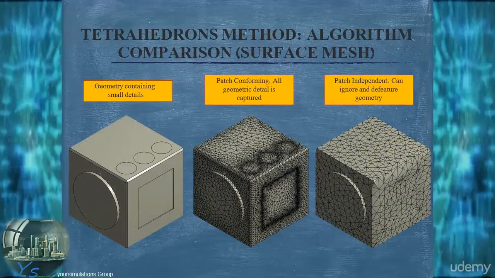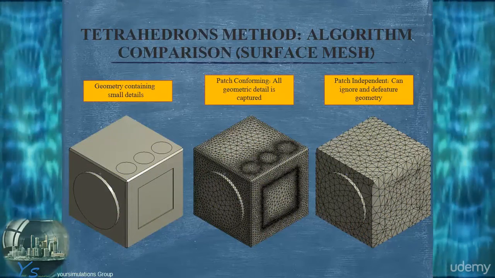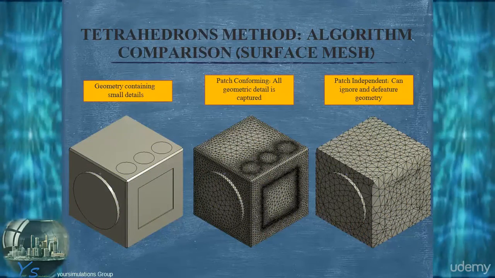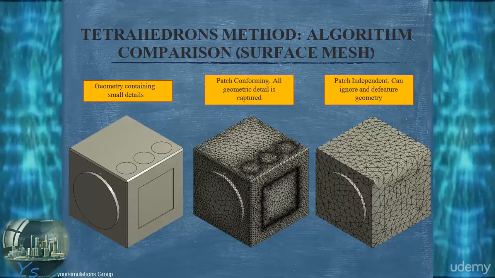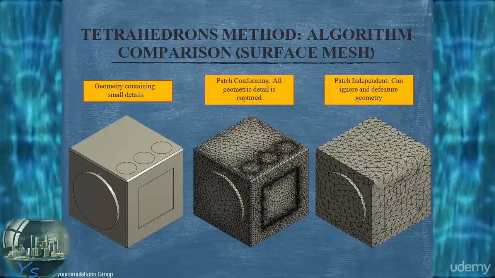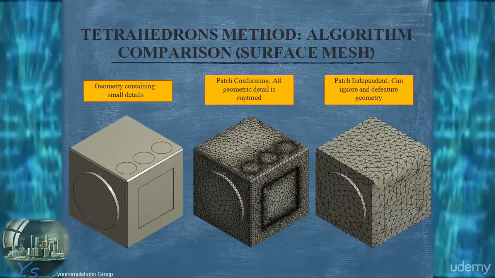Here we can compare the two algorithms. To the left we see the geometry, which contains small, sharp and obtuse features. The patch-conforming algorithm in the middle has to resolve each geometry feature. The result is a very fine mesh with clear and even surfaces.